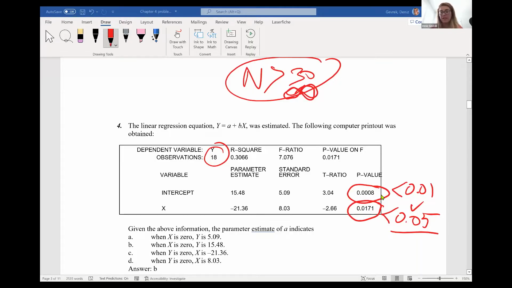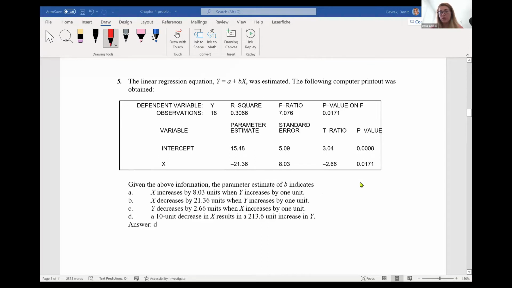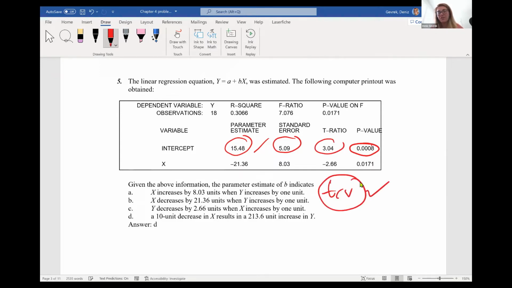When you see a data output, like a p-value, you are never to calculate any of these. The t-ratio you can calculate because it's the parameter estimate divided by the standard error, but it's easy. The t-critical value you find from a table, that's fine. If the t-ratio is greater than that, then you say it's statistically significant.